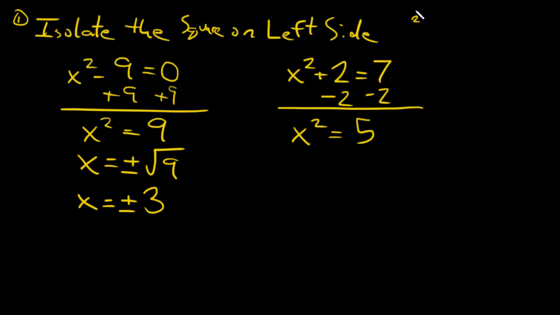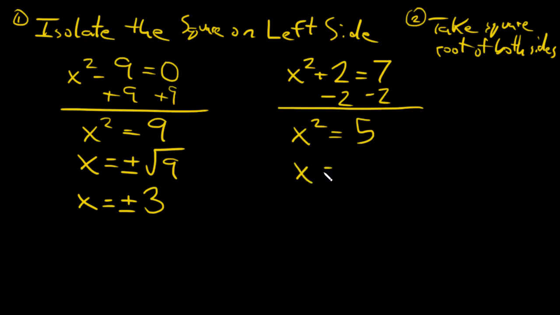Okay? So if I take square root of both sides, I get x equals plus or minus root 5. And don't forget, that root 5 has that plus or minus in front of it. It's on fire. Always have that plus or minus there.